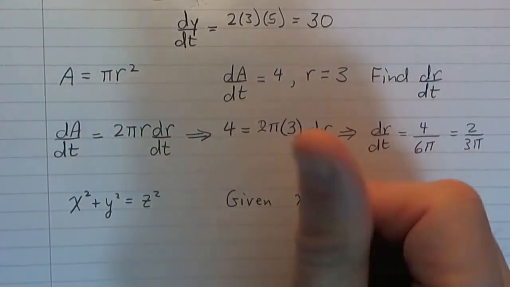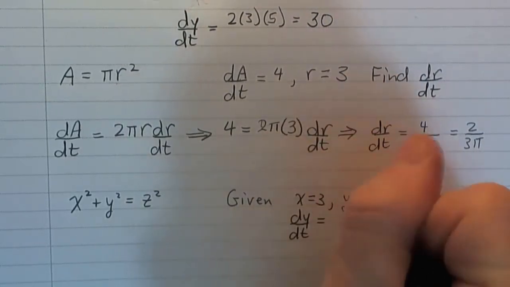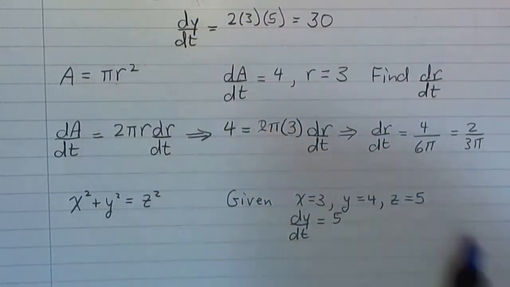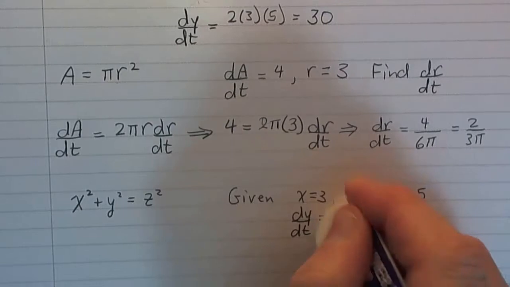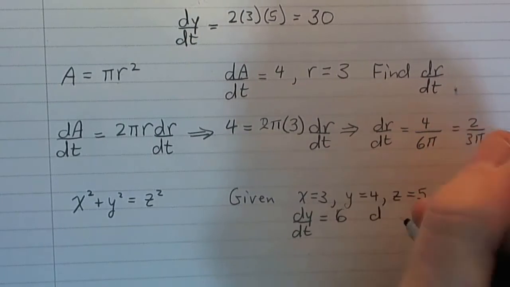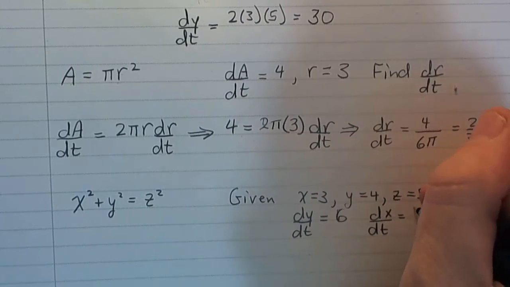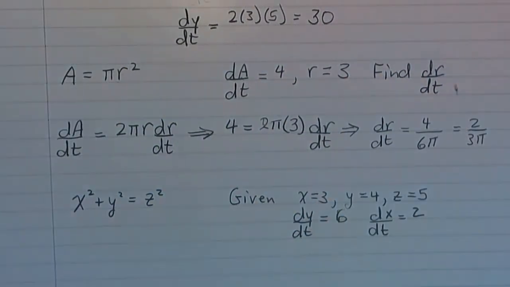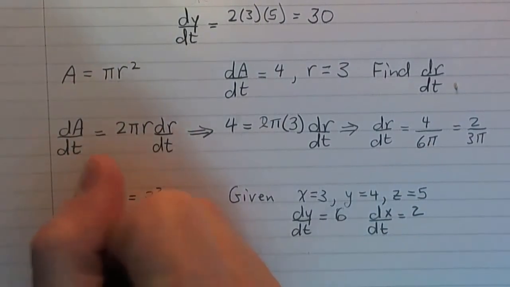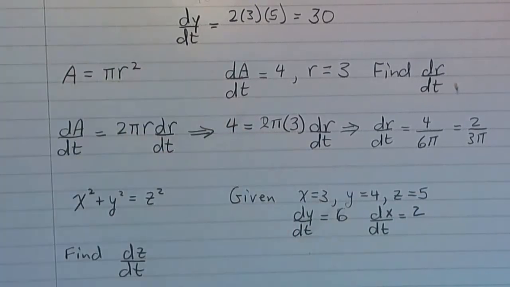And we're told this. We're told that dy/dt equals, let's say, 6, and let's say dx/dt equals 2. Something like that. And what we want to do is find dz/dt. That's what we want to find.